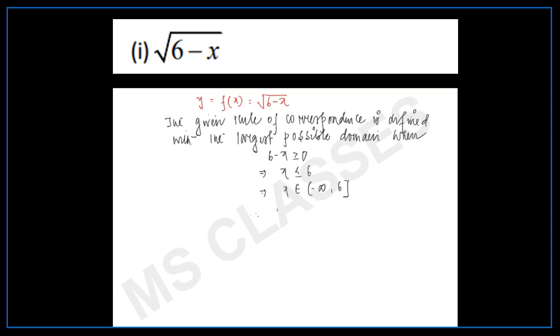Therefore, the domain is minus infinity comma 6 closed, for which f exists.